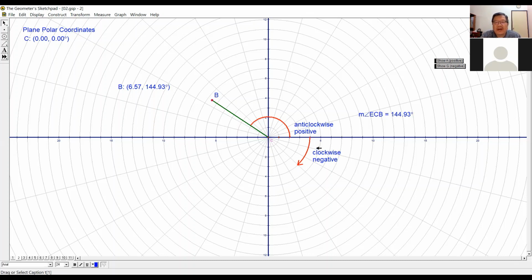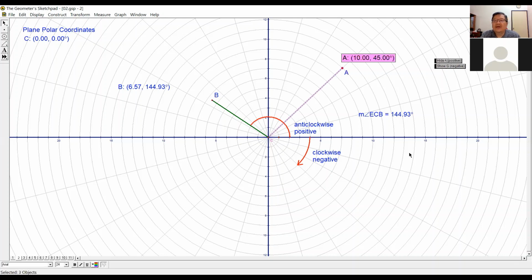Now, if you move clockwise from the horizontal axis, then the angle is negative. But the distance is always positive. The distance cannot be negative.